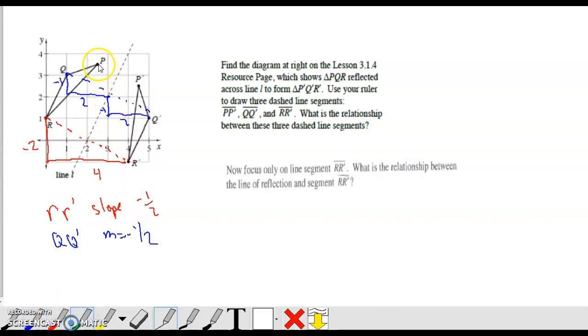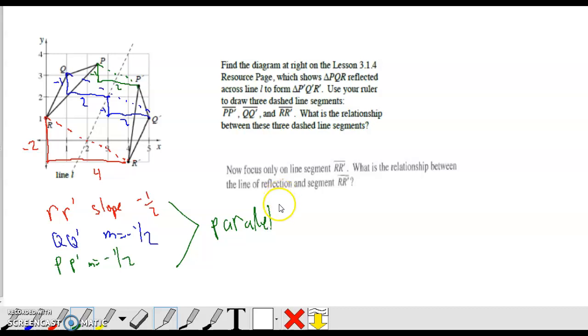And then again, this one's a little bit more difficult to see. So if I go down 1, and then I go over 1, 2, right? So down 1 over 2. Again, the slope is -1/2. So P to P prime slope is -1/2. So notice if this is -1/2, this is -1/2, this is -1/2, what relationship do we have? Well, all of these lines are parallel, right? They all have the same slope. So that's kind of exciting.